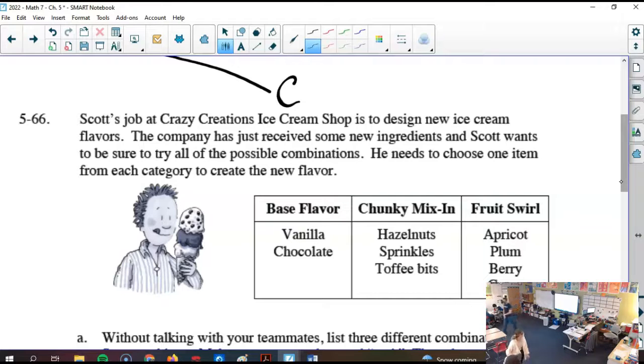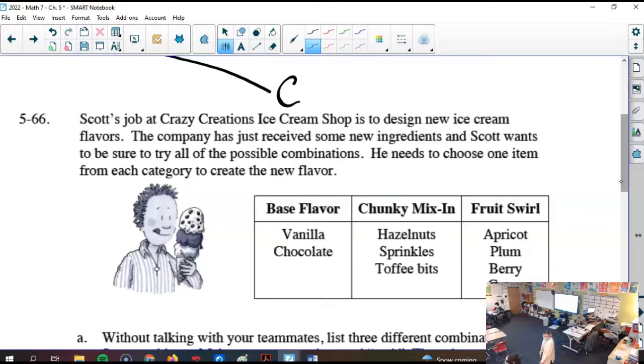It does not matter if you think it would be gross. Something about chocolate and grape to me does not sound good. But it might sound good to somebody else.